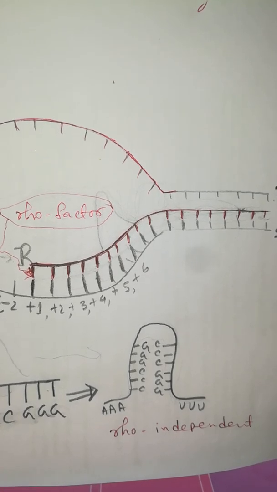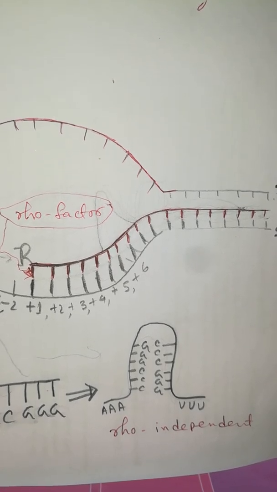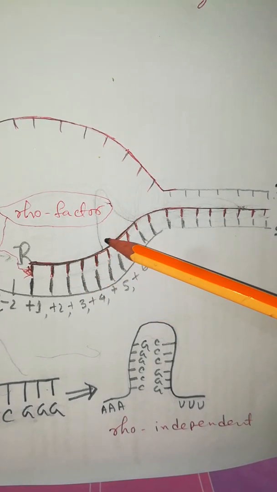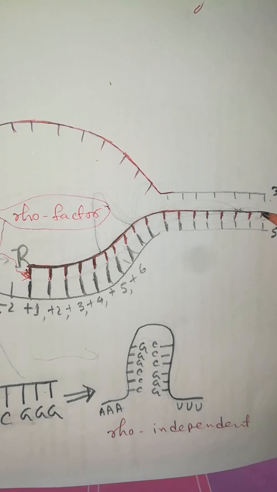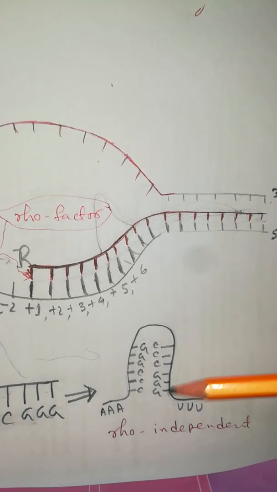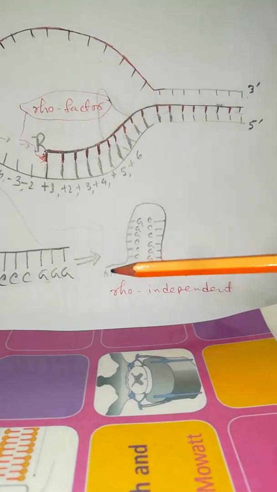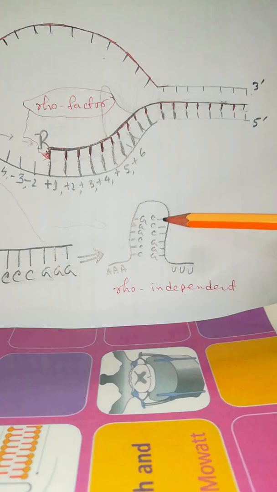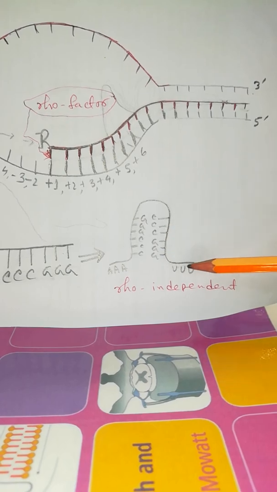Now what about rho independent termination? Rho independent termination is termination of the transcription process without the help of rho factor. But how? Follow this nucleotide base sequence: A, C, C, C, G, G, G, then C, C, C, G, G, G, U, U, U.